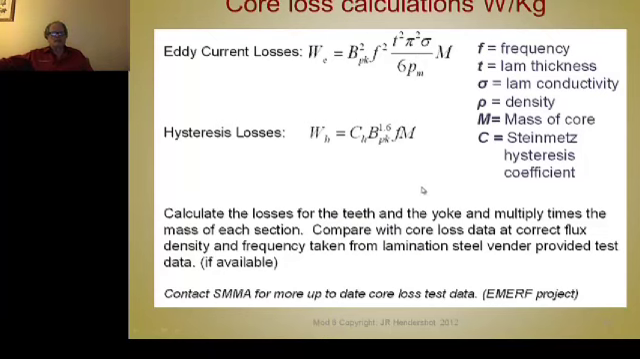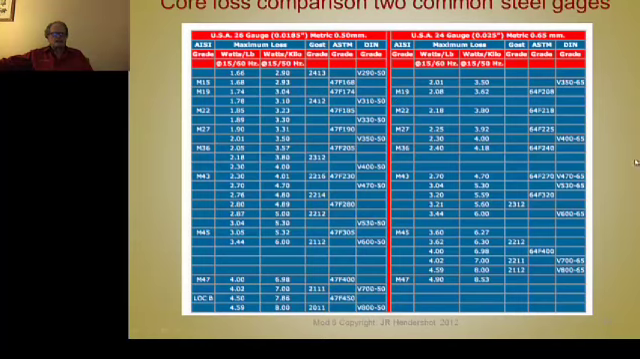Here's the core loss formulas. You could calculate the core losses for each of the sections of the machine, but you have to generate these Steinmetz coefficients for eddy currents and hysteresis losses. It's better to let a computer do that for you.